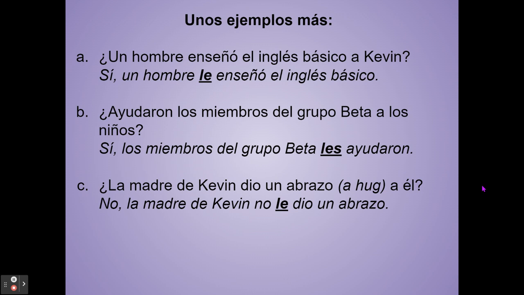So when it's ayudar, we always use indirect object pronouns as opposed to direct, even though we're translating it literally as them. We use this because typically if you're helping someone, you're providing them with something, you're giving something to them. So that's how it's always interpreted when we use this. C, la madre de Kevin dio un abrazo a él. Did Kevin's mom give a hug to him? No, la madre de Kevin no le dio un abrazo. Él is your indirect object in the question, and le is your indirect object pronoun, replacing that in your answer.